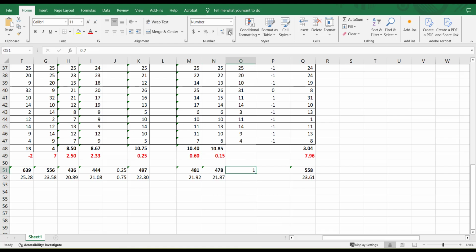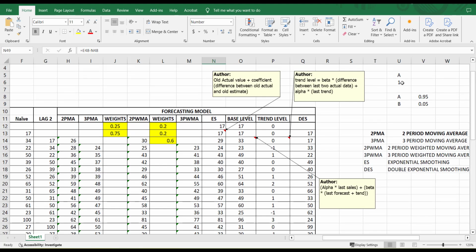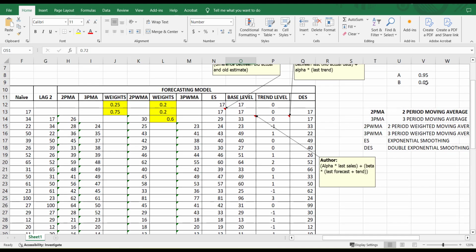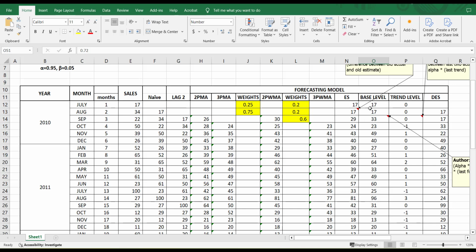I will just make it in decimal places. If you want 0.75, it's too high. 0.77, no. So it can be 0.72. This way you can see the error has been reduced a lot. So I was able to reduce a lot of error by just tweaking one value in the exponential smoothing. The same way you can apply it here. So this is the advantage of weighted moving averages, exponential smoothing and double exponential smoothing.